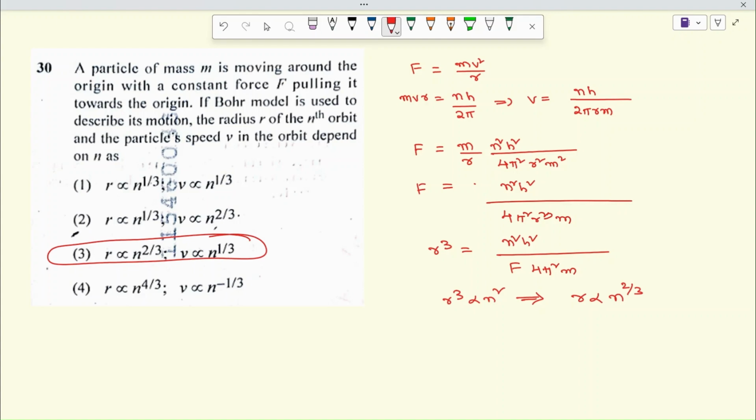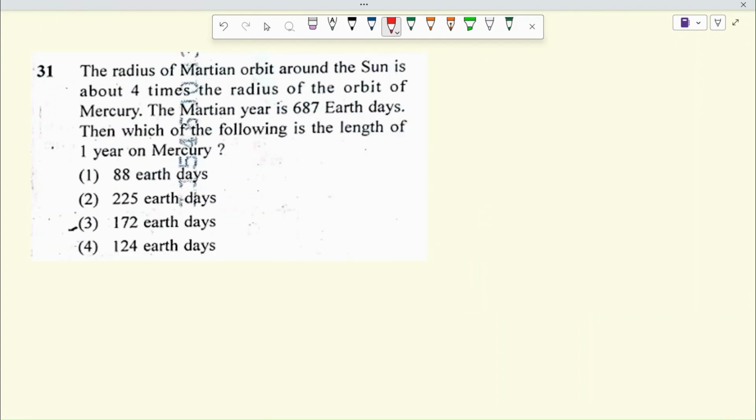Okay. 31. Radius of Martian orbit around the Sun is 4 times radius of orbit of Mercury. So let us say the Mars is 1, Mercury is 2. So R1 is 4 times of R2 and T1 is given. T1 is 687 days. We have to find T2.